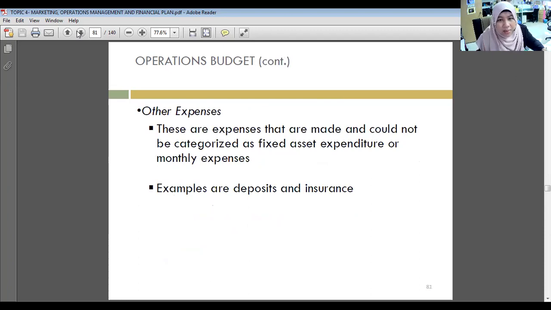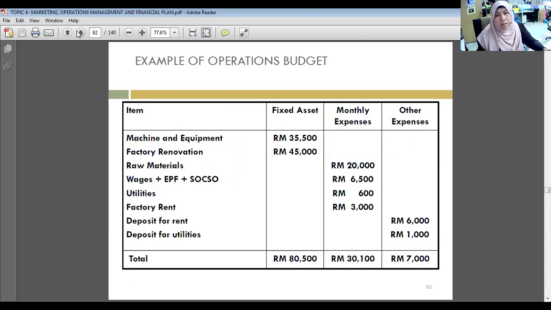And then the other expenses. These are expenses that could not be categorized as fixed asset expenditure or monthly expenses, because it's maybe a one-time payment. Insurance, for example, can be every month, so it depends. Sometimes they want a lump sum insurance. Or maybe it's a deposit. A deposit is when, at the earlier process, you want to lease a building or shop, so you have to pay extra compared to monthly expenses. Okay, so this is the example of the operation budget.